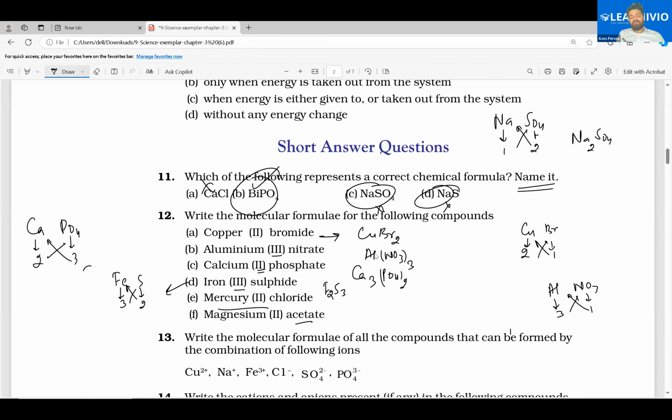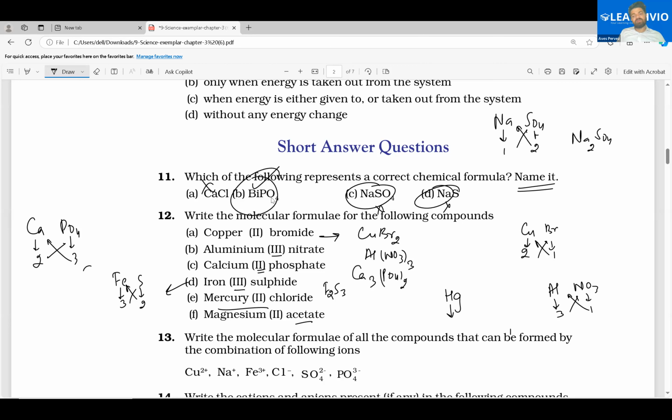Yes, again, Afreen. What's the formula for mercury chloride? Afreen, unmute yourself. For mercury chloride. Sir, I don't know. Is there anyone who knows the formula for mercury chloride? Yes, Anam. HgCl2.